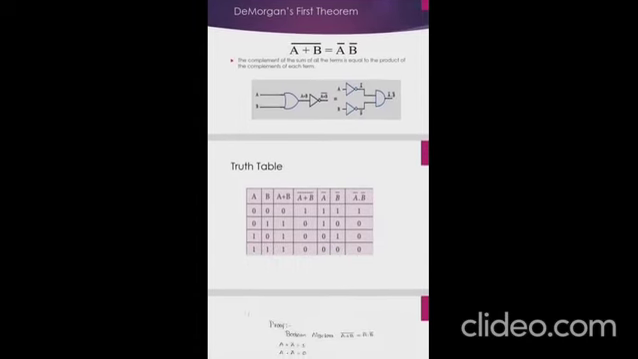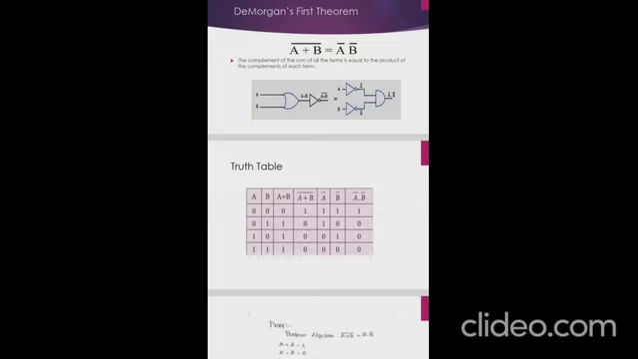The left hand side, A plus B whole bar, can be represented like this. A and B are the inputs given to this OR gate. Then we get A plus B. This A plus B is input to the NOT gate, and we get A plus B whole bar. That is equal to the right hand side.